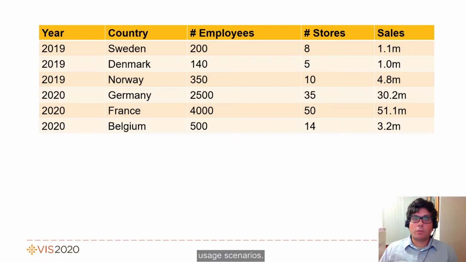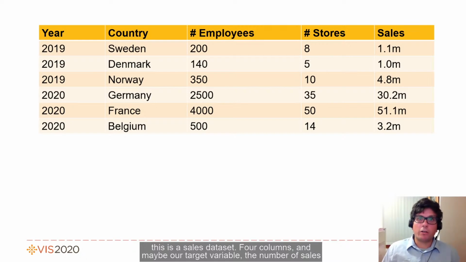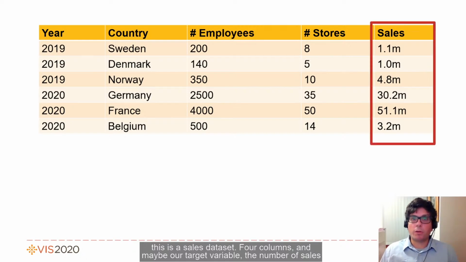So we assume that the data the user comes with is a tabular data set. So here's a typical example. This is a sales data set for some company. So there's 4 columns, and then maybe our target variable, the number of sales in this year. And maybe we want to understand how we can improve the sales or how we can predict the sales.